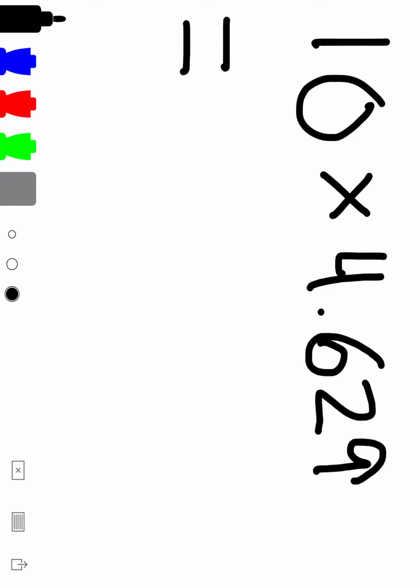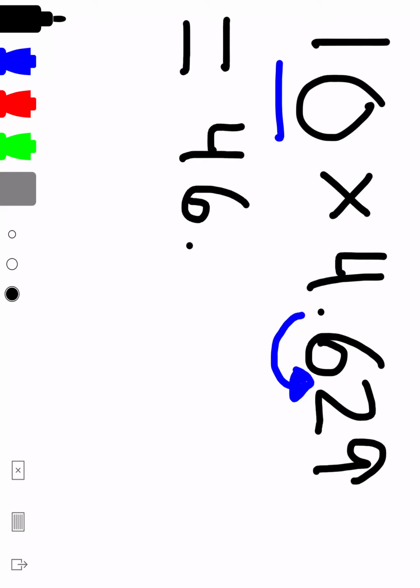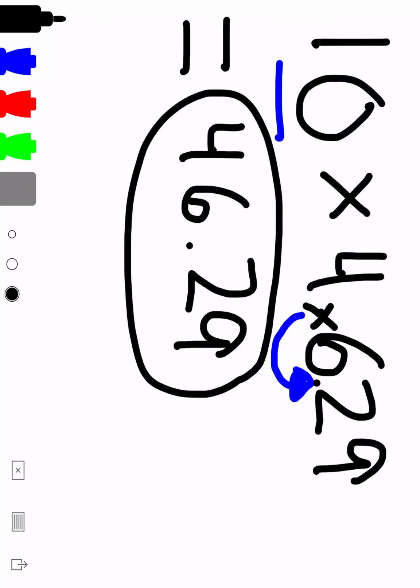Here we go. Here's the last one. This one is 10 times 4.629. Super exciting. Another way to say 4.629 is 4 and 629 thousandths. Did you see that? Did you hear that TH sound? Thousandths. That means that it comes after a decimal point, okay? We will get into that a lot more next week.